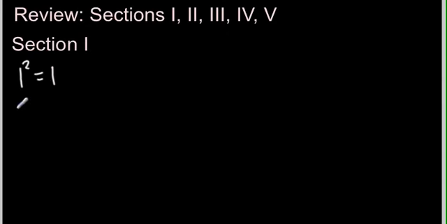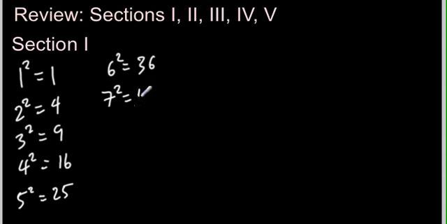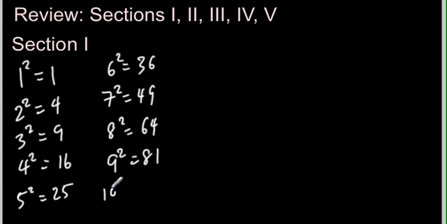So 1 squared is 1, 2 squared is 4, 3 squared is 9, 4 squared is 16, and 5 squared is 25. 6 squared is 36, 7 squared is 49, 8 squared is 64, 9 squared is 81, and 10 squared is equal to 100. So the squares of the first 10 numbers should have been easy. The next 10, in other words from 11 to 20, are a little bit hard, but you have to memorize them.